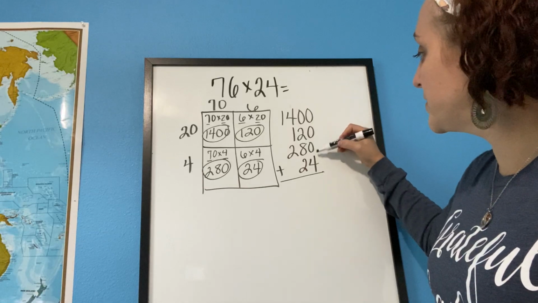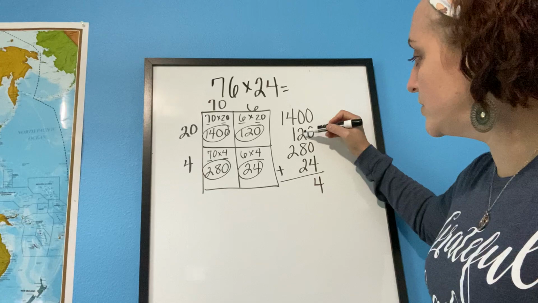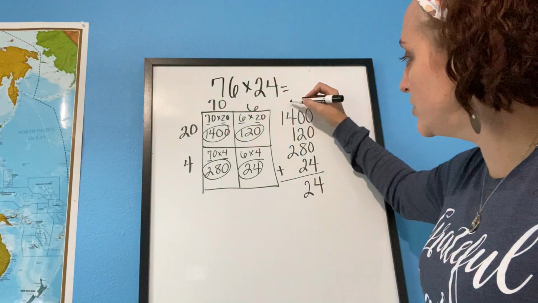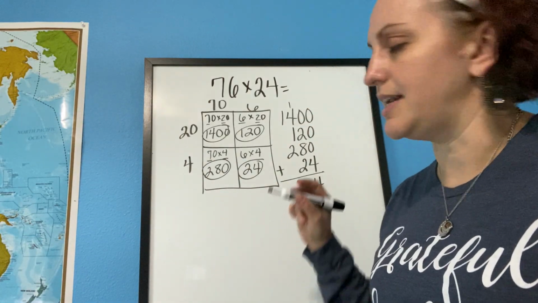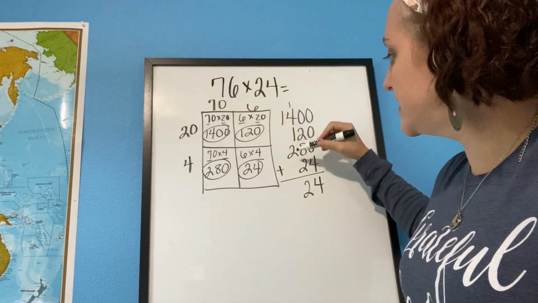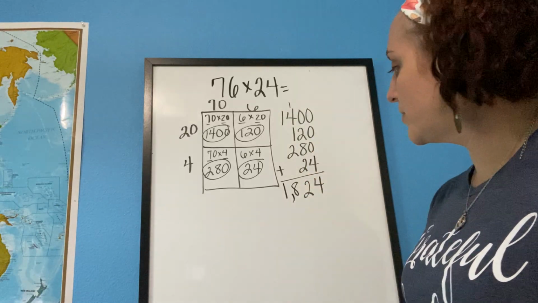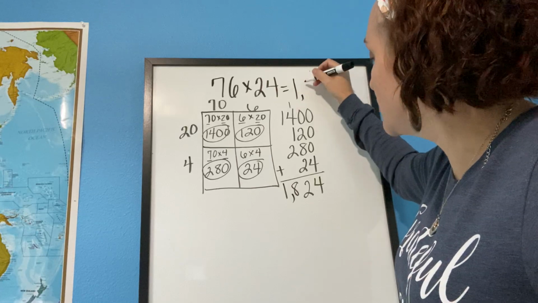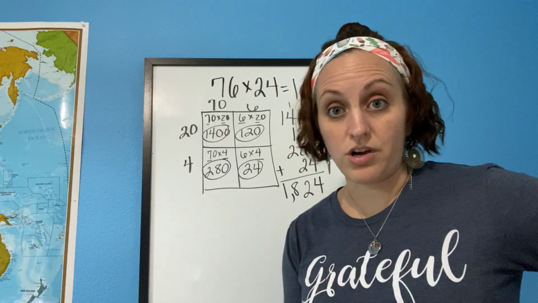So 0 plus 0 plus 0 plus 4 is 4. 0 plus 2 equals 2. 2 plus 8 is 10. Plus 2 more is 12. Write my 2, regroup my 1. Make sure you're regrouping. I noticed a lot of not regrouping today for some reason. 1 plus 4 is 5, plus 1 is 6, plus 2 is 8. And then 1 plus nothing is 1. So 1,824 was the amount of saws that she needed to order to fill all of the trucks.